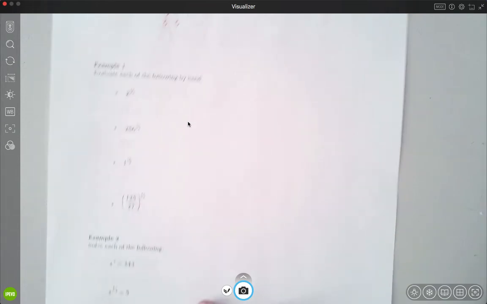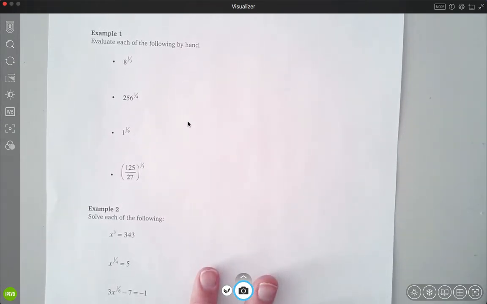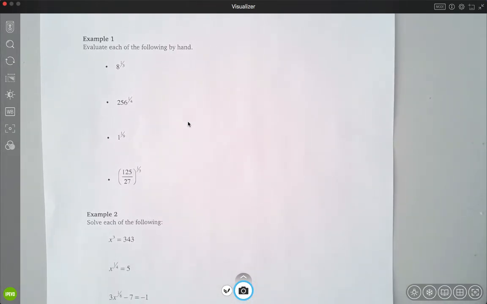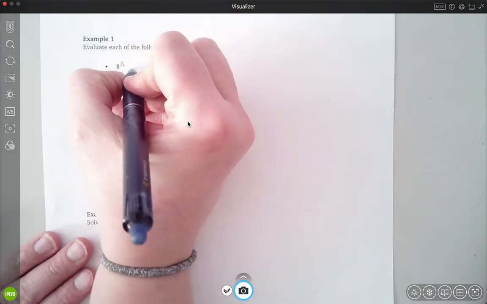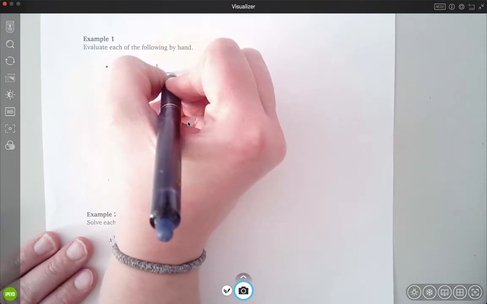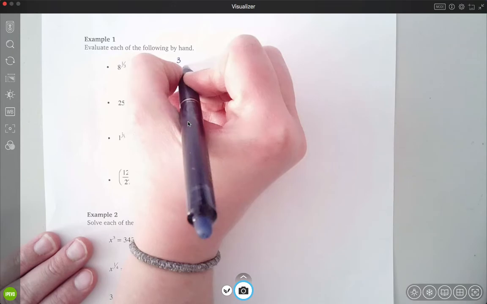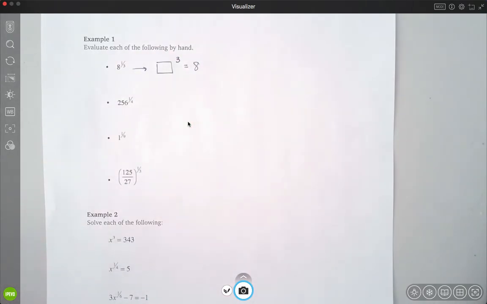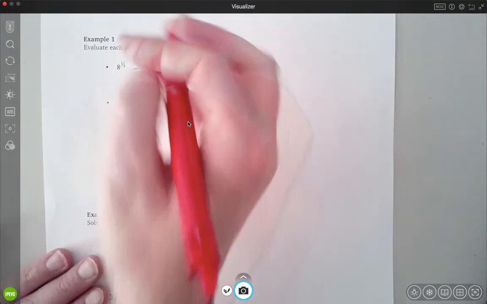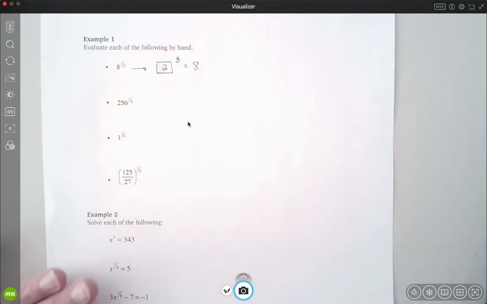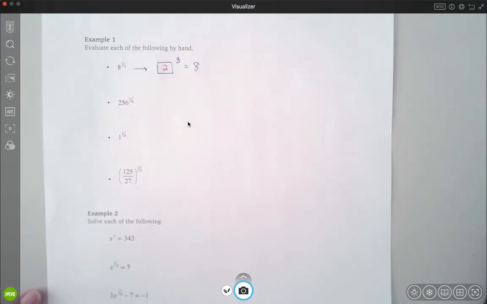Okay, so let's try a few of these. And I'm saying evaluate by hand. When I say by hand, it's okay if you just know them off the top of your head, too. So 8 to the 1/3, the question I want you asking yourself is, do you know what to the power of 3 makes 8? Okay, and if you do, great. Correct answer should be 2. If you needed to make a factor tree for 8 off to the side, you certainly could.